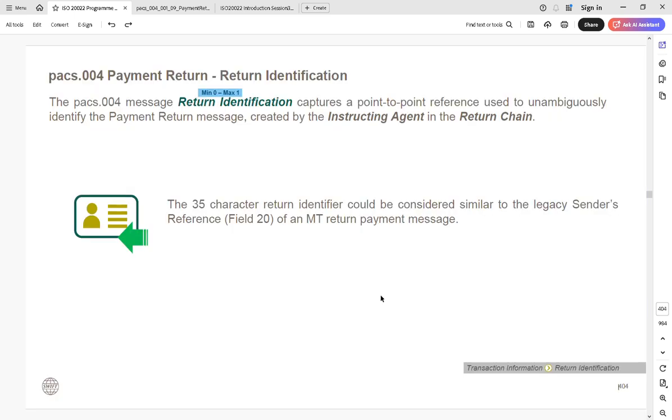Then in the transaction information, the return code: while returning the payment, again we have to use the message ID. We have already discussed this return code. Return identification is a new word here. Let's see, return identification, which you haven't seen earlier. Return identification.